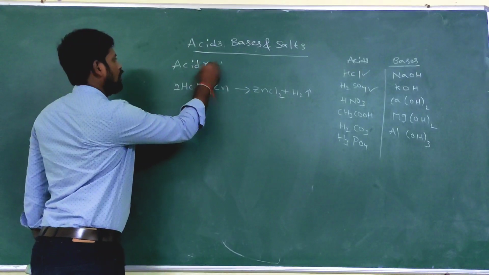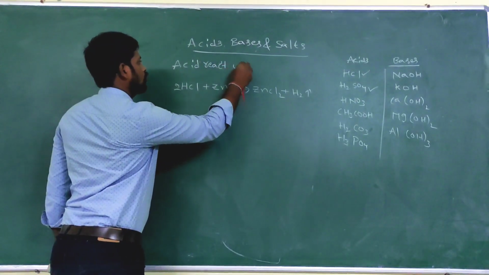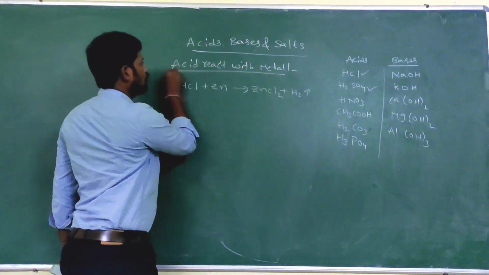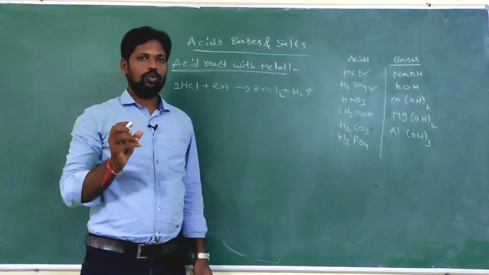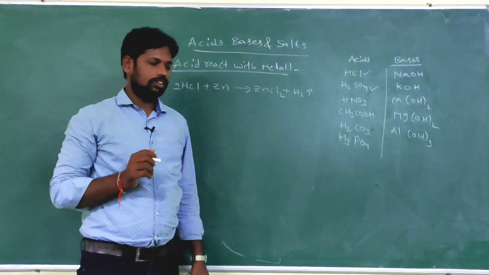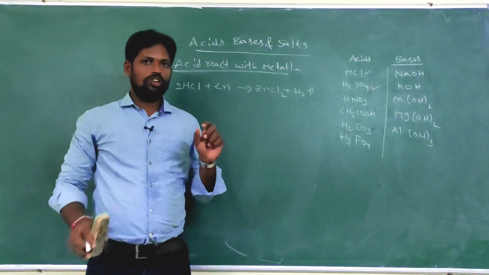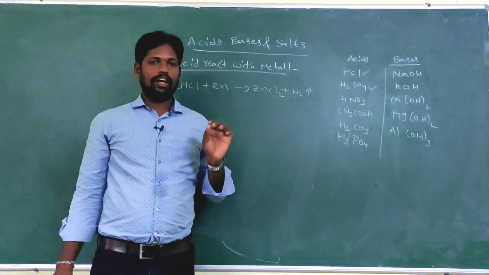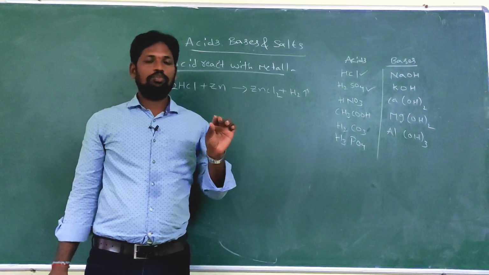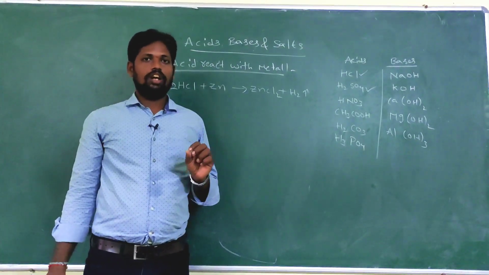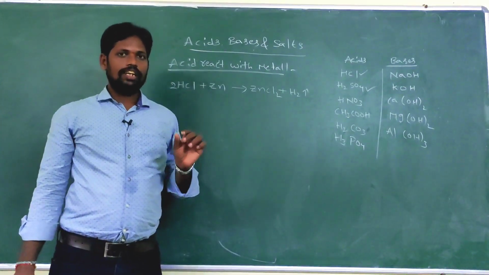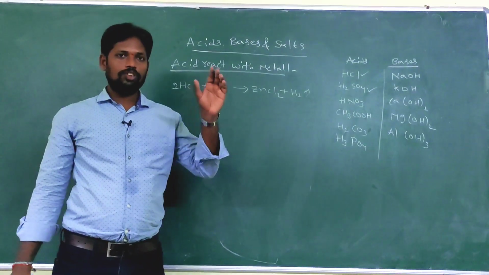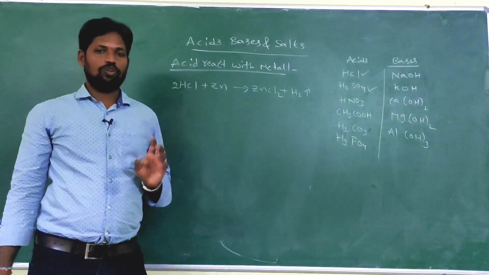Acid reacts with metal. This is the most important question for 4 marks. When you write this question, you write the aim first, then the requirements, the procedure, the observation, and finally the result and precautions. This type of question carries 4 marks.